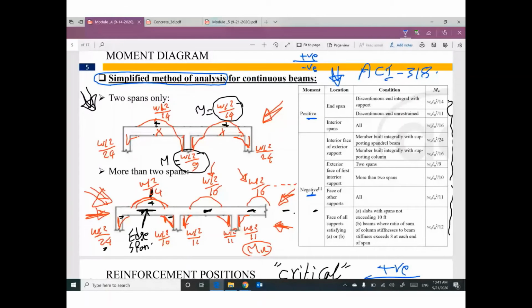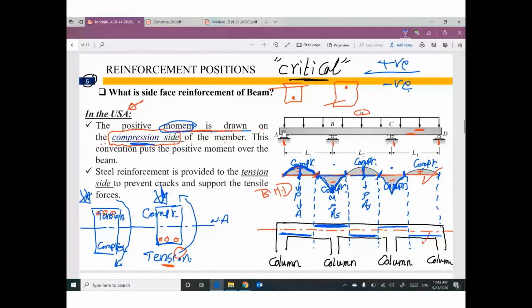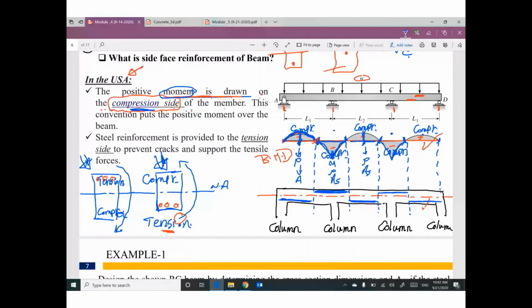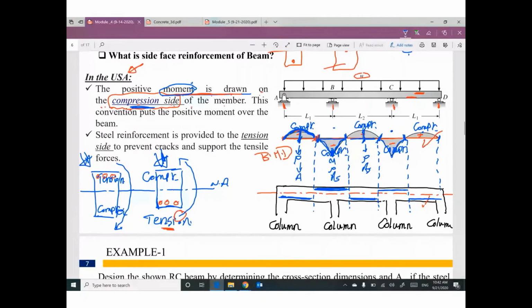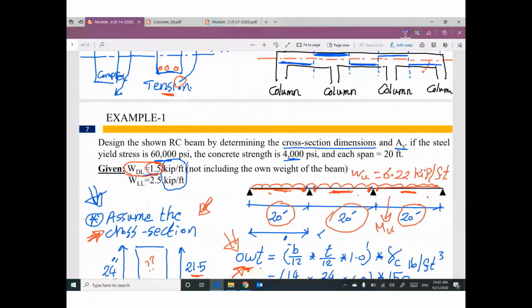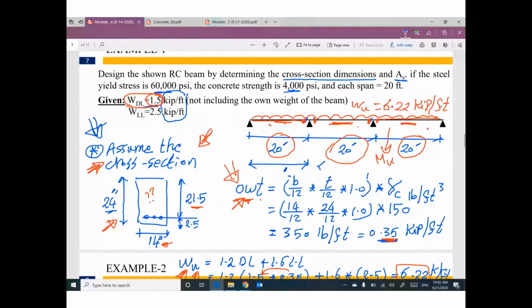Okay, remember, please don't make this mistake in your exam. Steel reinforcement is at the tension side, bending moment at the compression side. So the moment can tell you where the compression side is. That means the tension side will be on the opposite side. We also learned in this module how to calculate the own weight of the beam and add it to the given dead load to figure out the ultimate combination and the bending moment.